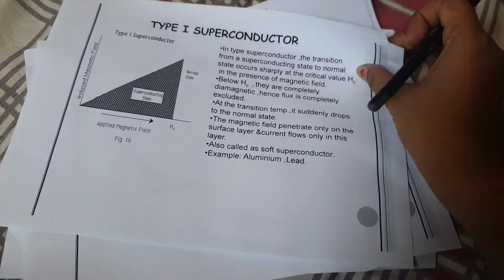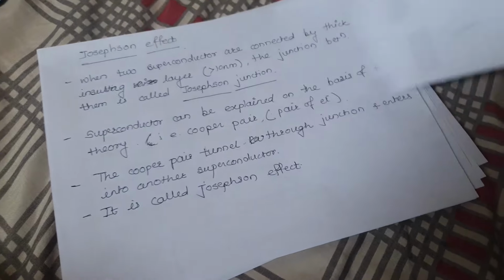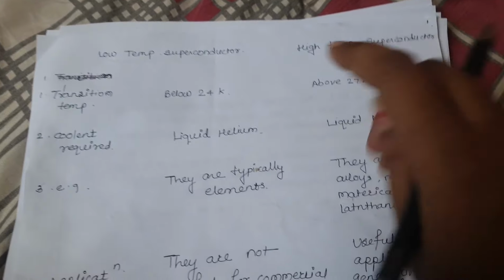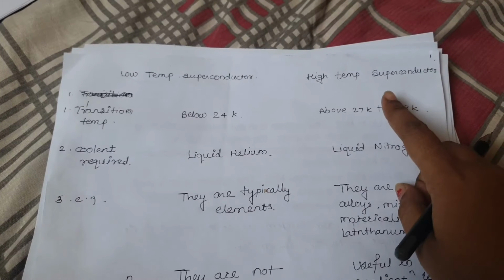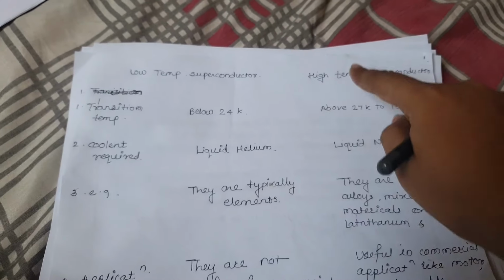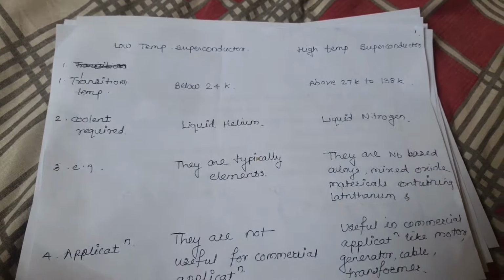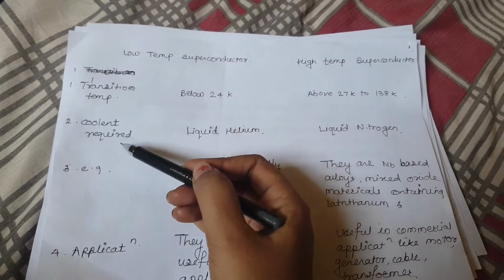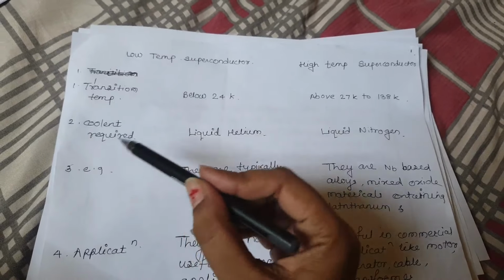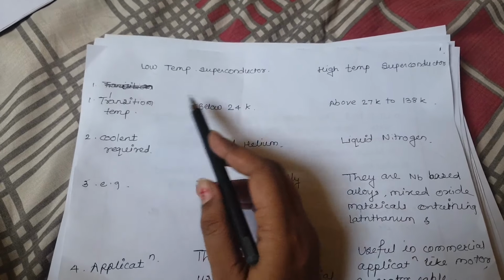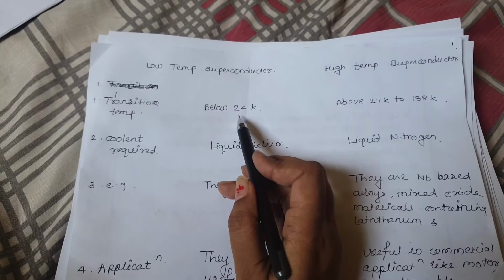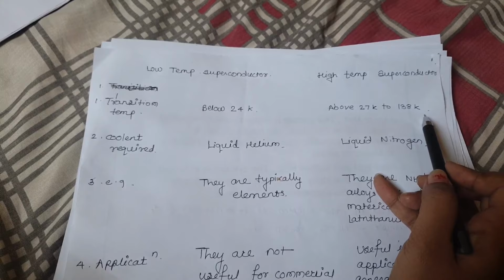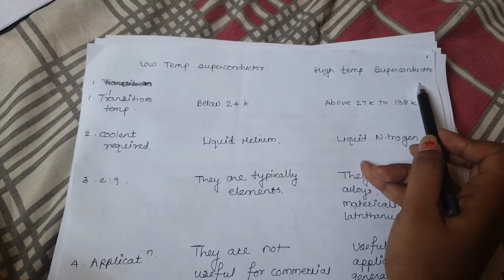Now the next topic is low temperature superconductor and high temperature superconductor. We'll see in this format, so that you will understand very nicely. We'll just go point wise. Low temperature superconductor has transition temperature below 24 Kelvin, and above 27 Kelvin up to 138 Kelvin it is high temperature superconductor.